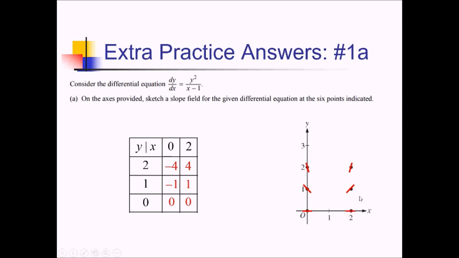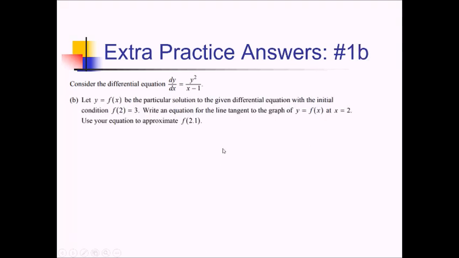On this part of the problem, they're saying f of x is the particular solution to this differential equation, with initial condition (2, 3). We want the equation of the tangent line for y equals f of x at x equals 2, and then use that to approximate f of 2.1.